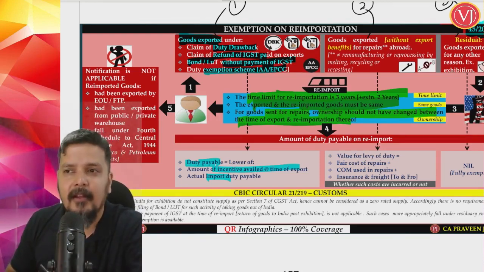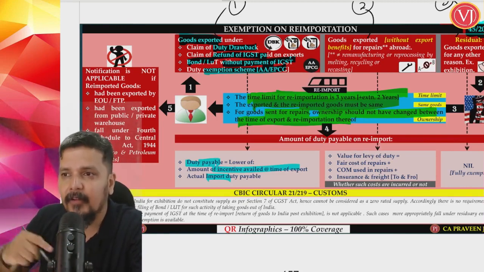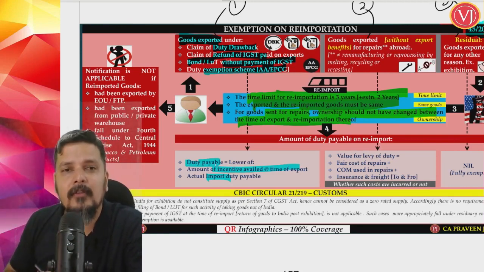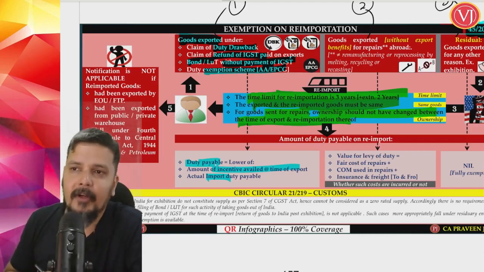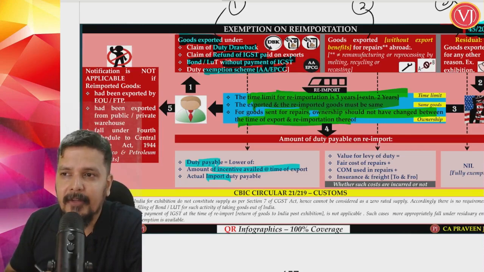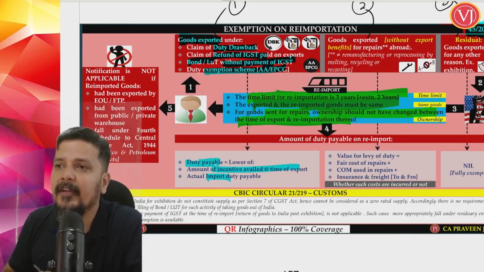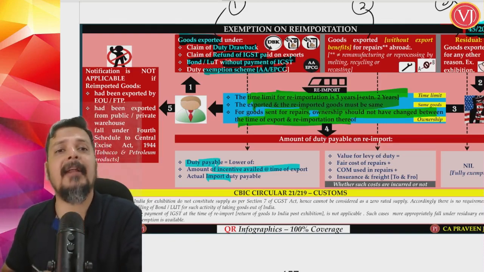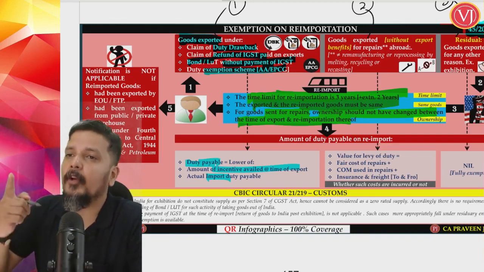What is the answer? Actual import duty or export benefit, whichever is lower. So in the third case, I said actual import duty is 1 lakh. At the time of export, you did not take any export benefit. So 1 lakh or 0, whichever is lower. Understand that whichever is lower is the duty payment. So what you are going to pay is 0.